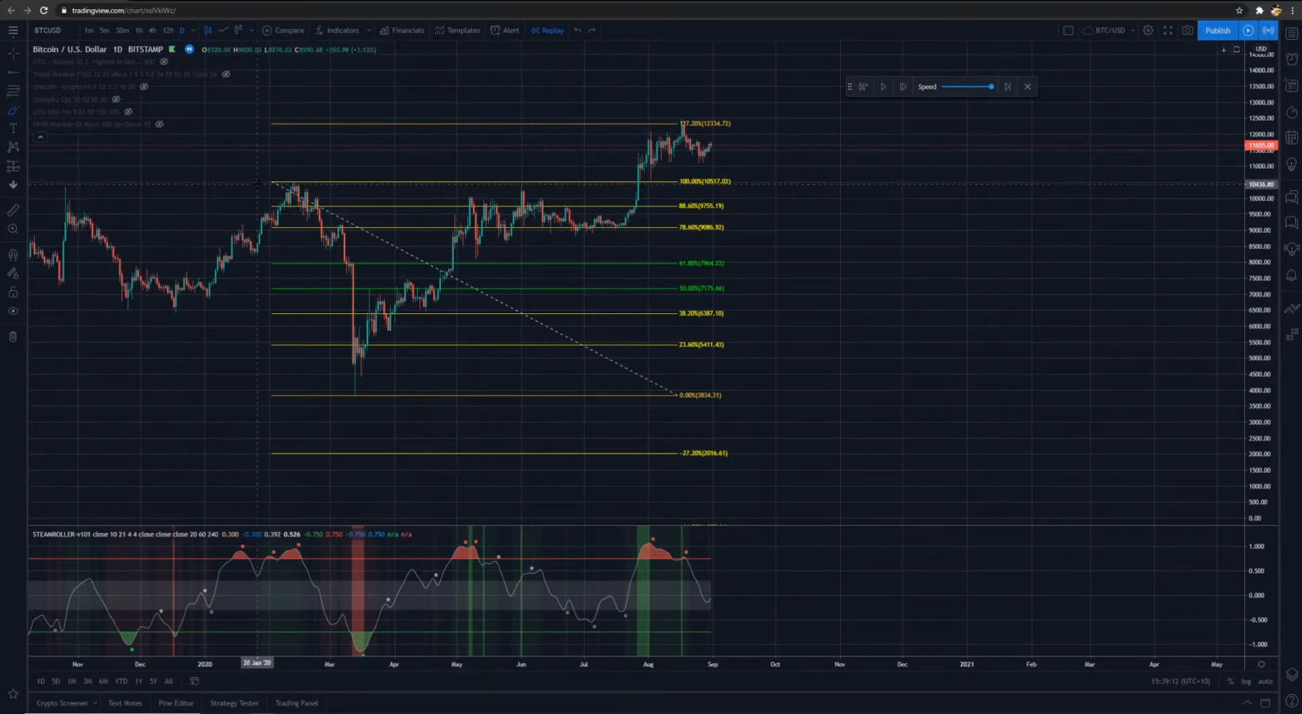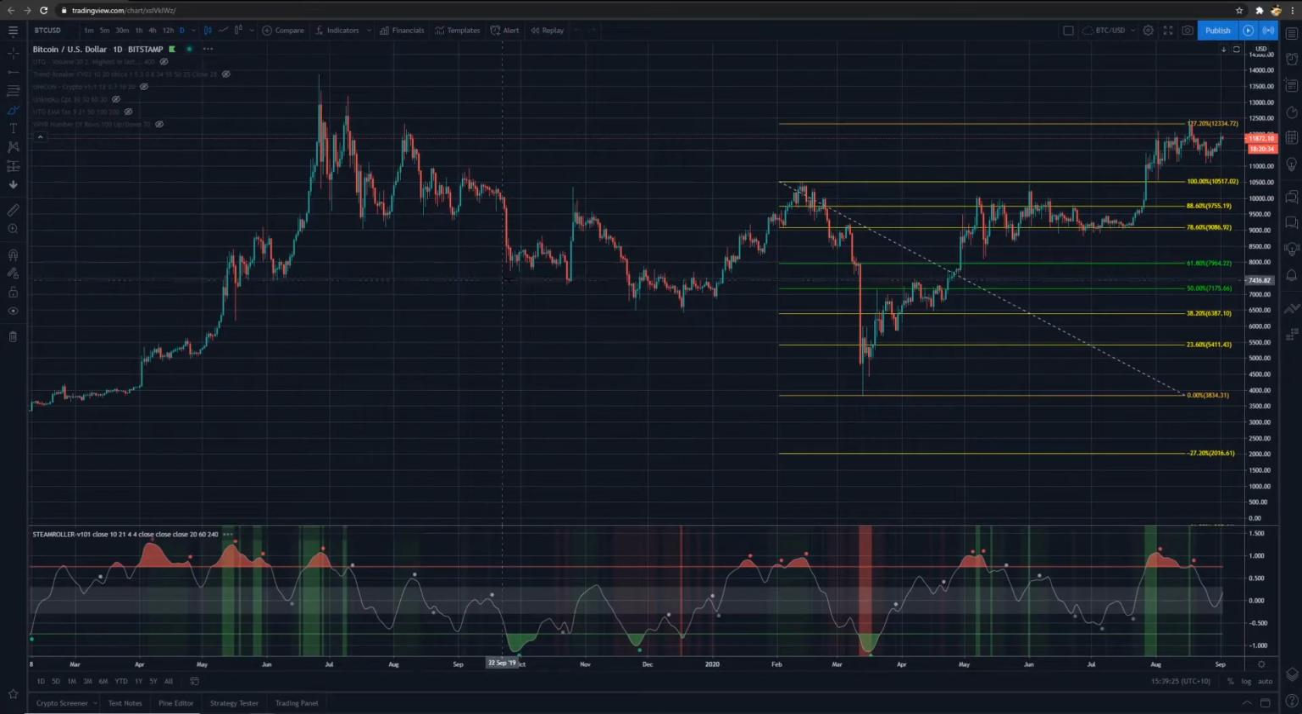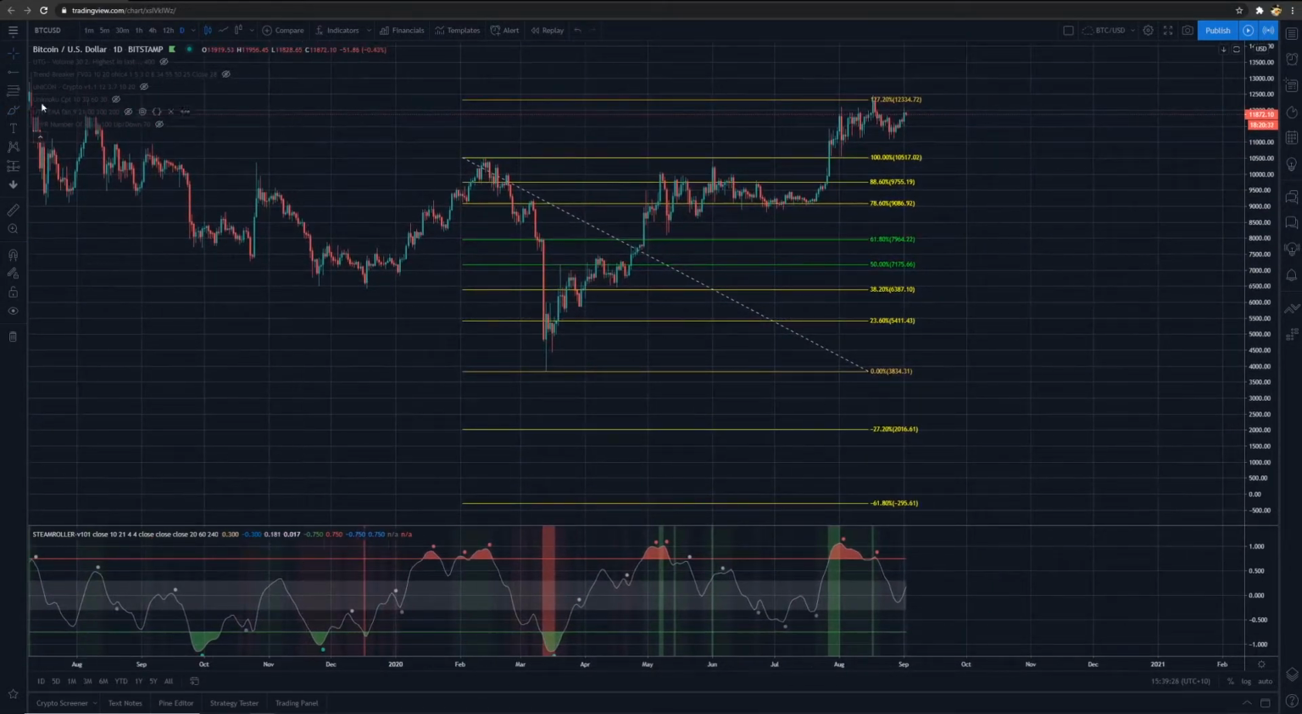You can also use the same swing high to swing low to gauge where price will go if it exceeds this 100% level. So that's all well and good. You know, we can see that you've drawn fibs from swing high to swing low.